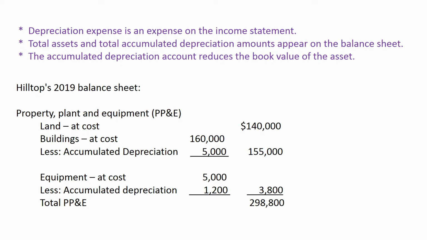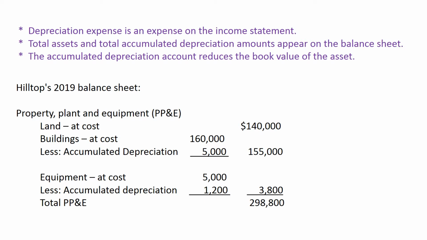Property, plant, and equipment. Land at cost, $140,000. Buildings at cost, $160,000, less accumulated depreciation, $5,000 equals $155,000. Equipment at cost, $5,000 less accumulated depreciation, $1,200 equals $3,800. Total property, plant, and equipment, $298,800.